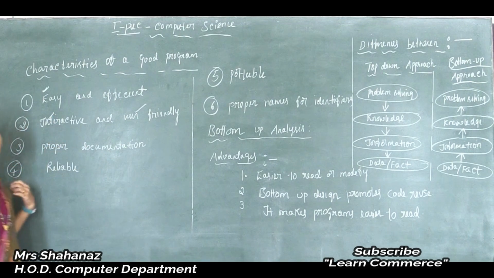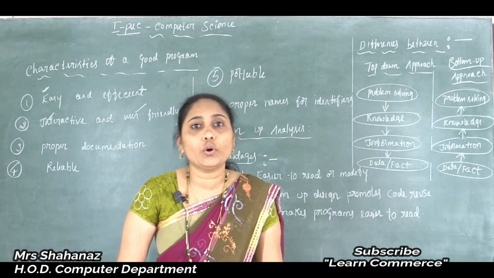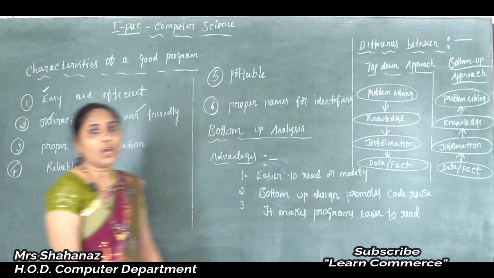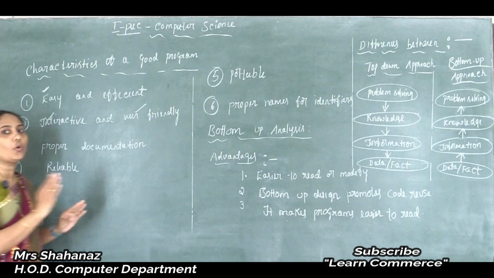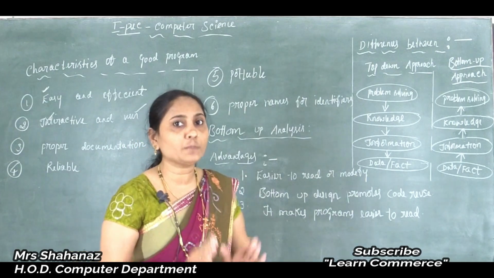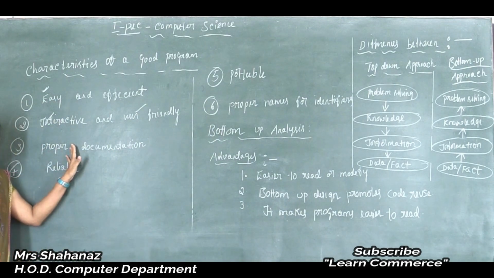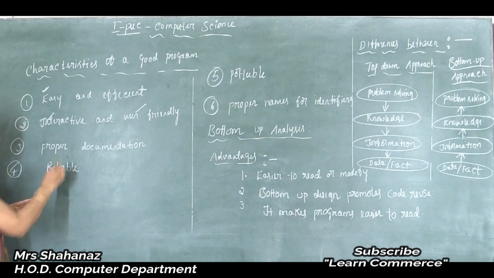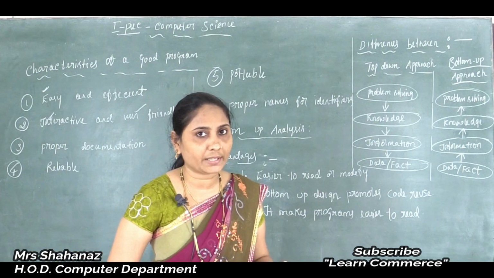And what about interactive in this case? Interactive means that the programmer or the user should get the correct direction. The program should give the user correct direction and correct information while they are going through the program. Clear this one? The program should give the user the correct direction as well as the correct information when they use the program. So this is called interactive and user friendly. So, clear the meaning of interactive and user friendly.